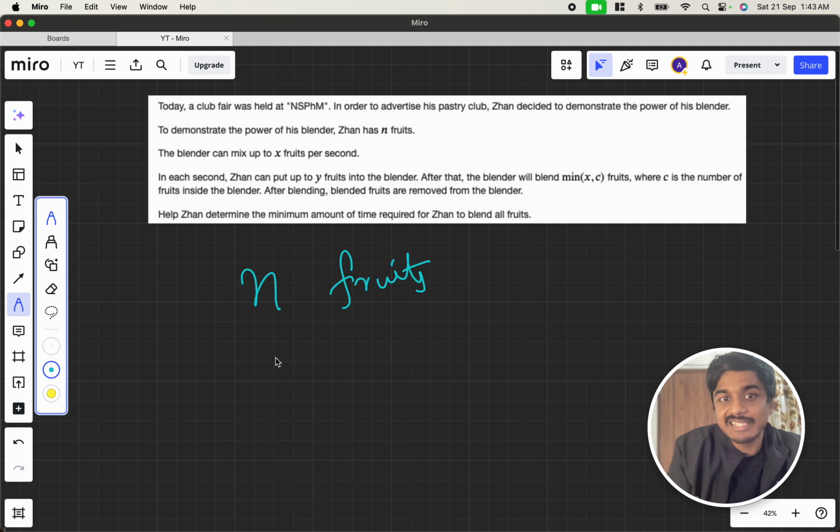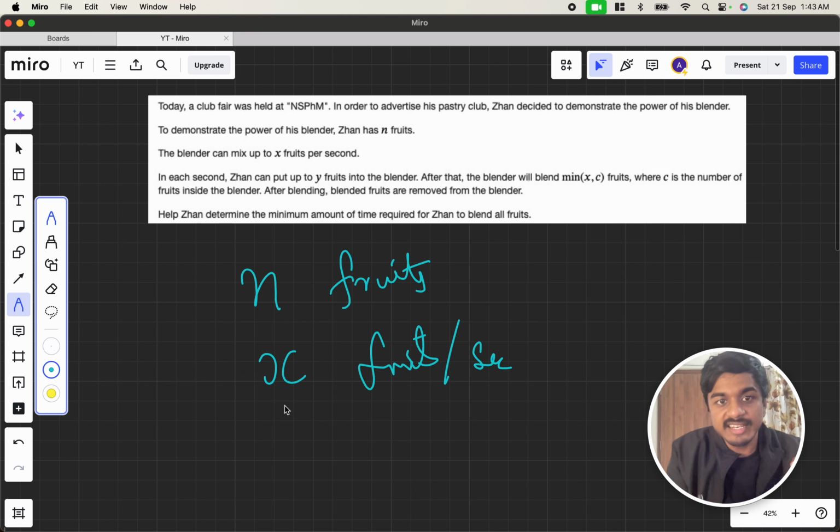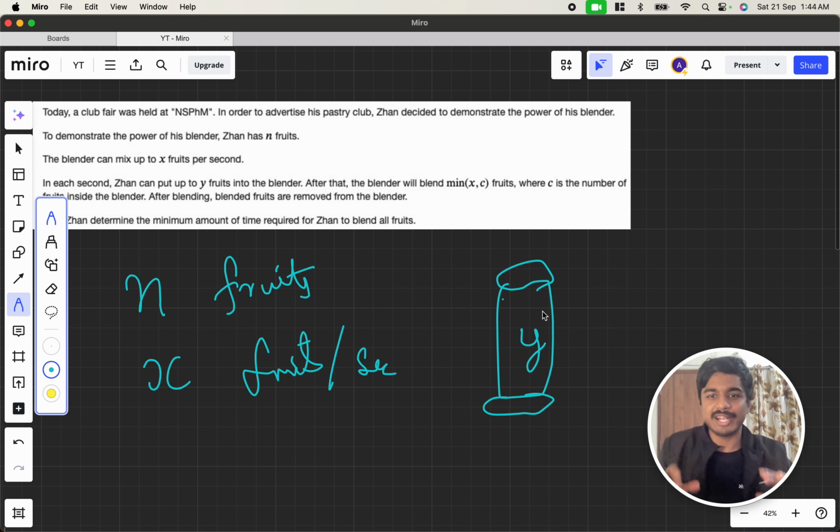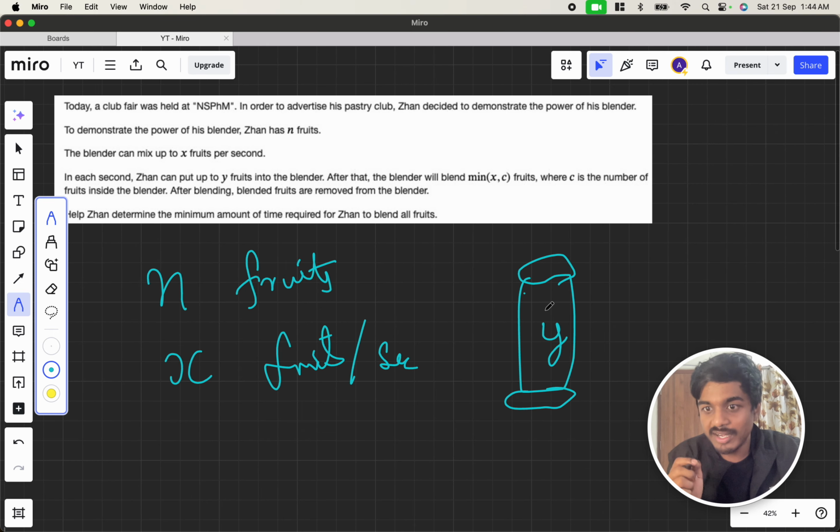The blender can mix up to x fruits per second. And in each second, Zhan can put up to y fruits into the blender. So if this is the blender, let's assume that its capacity or size is y. He can put y fruits in the blender, or we can think of it as the maximum holding capacity. After that, the blender will blend the minimum of x and c fruits, where c is the number of fruits inside the blender.